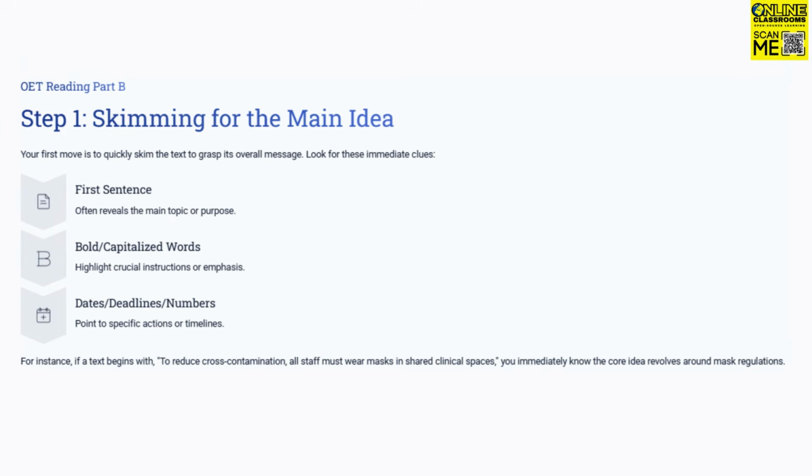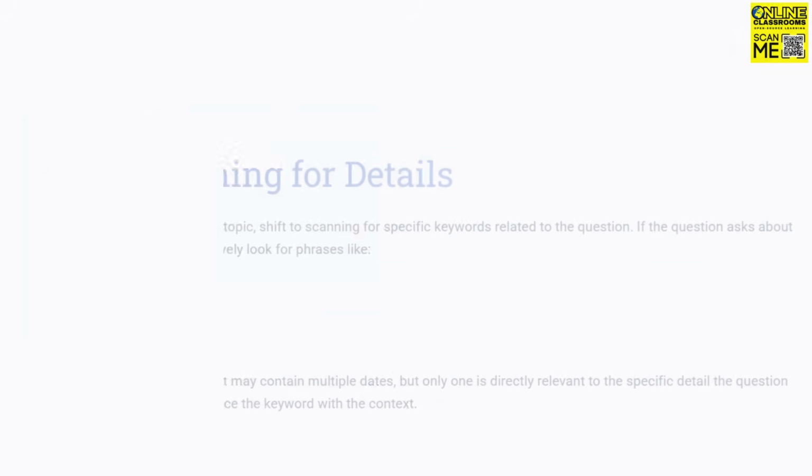Step 1. Skimming for the main idea. Start by reading quickly to get the overall message. Look at the first sentence. It often states the main topic. Words in bold or capitals. These are usually important instructions. Any dates, deadlines, or numbers. Example. If the first sentence says, to reduce cross-contamination, all staff must wear masks in shared clinical spaces. You already know the main idea is about mask rules.